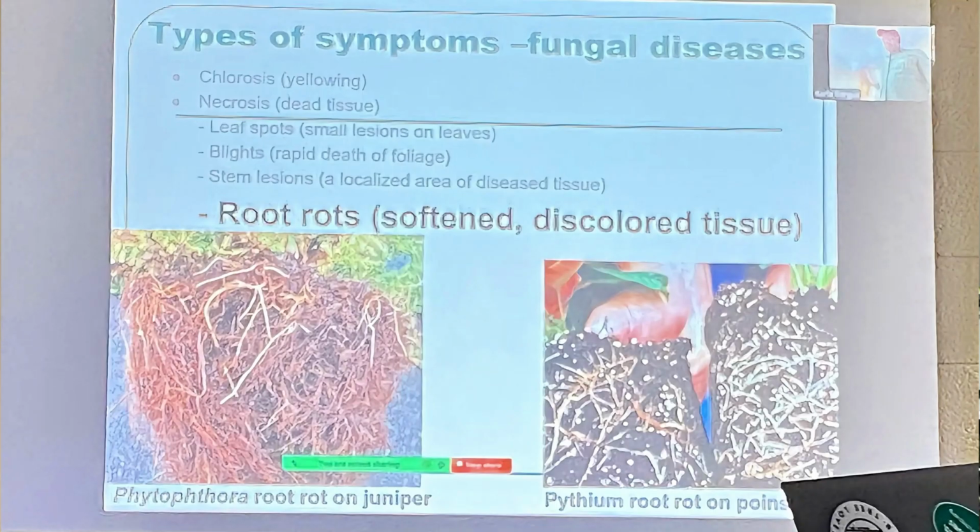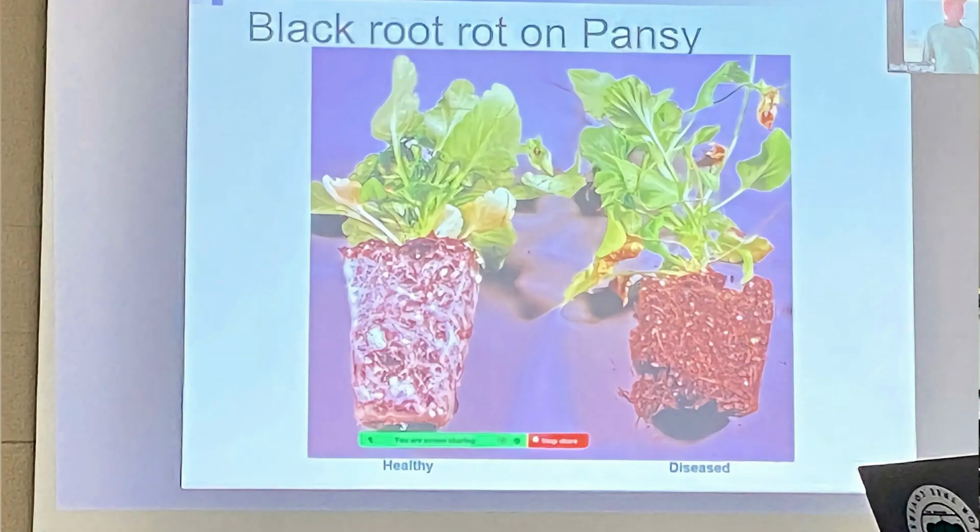Types of symptoms, fungal diseases. There's chlorosis, necrosis, leaf spots, blights, and stem lesions, a localized area of diseased tissue. Root rot, softened, discolored tissue. Black root rot on pansy.